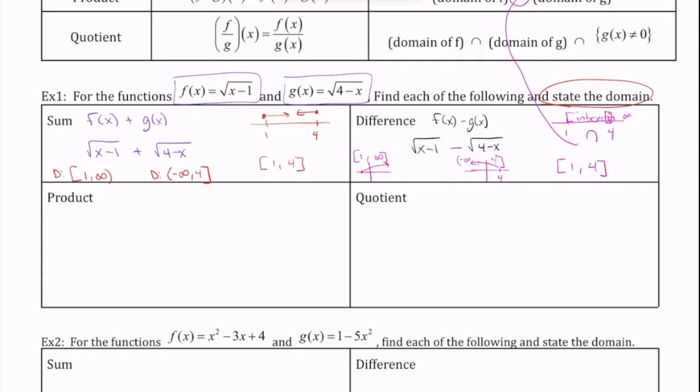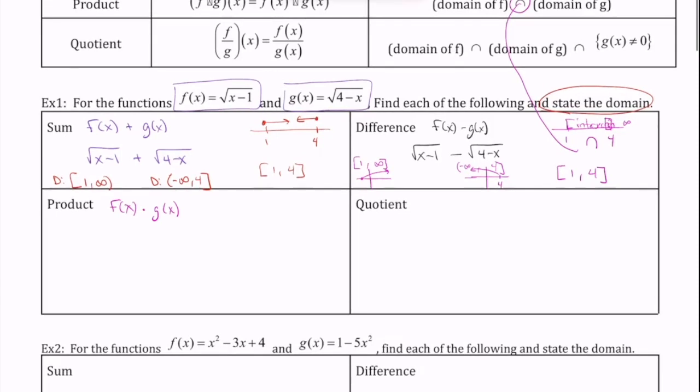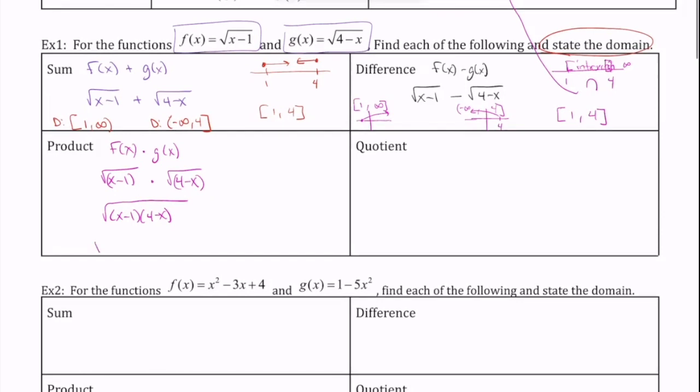So here we have f of x times g of x. And we have the square root of x minus 1 times the square root of 4 minus x. And we can actually multiply these, right? This is just going to be x minus 1 times 4 minus x here. And you can simplify all this, and if you distribute, you get 4x minus x squared minus 4 plus x.